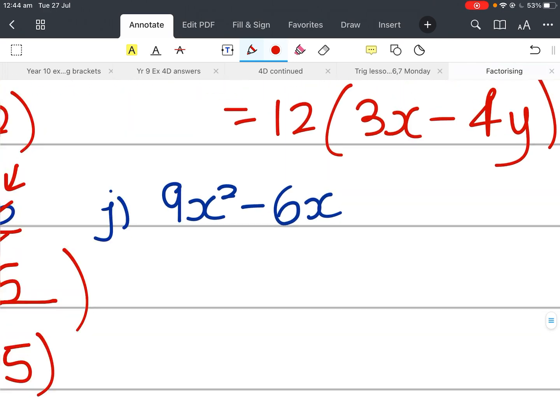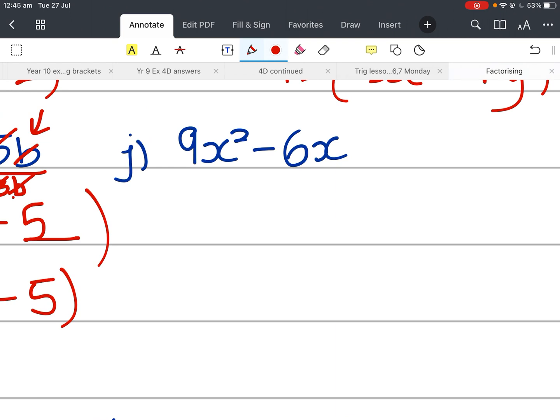All right, let's try this one. Okay, 9x squared minus 6x. How much room do I have? There we go. All right, I'll move this down a bit.